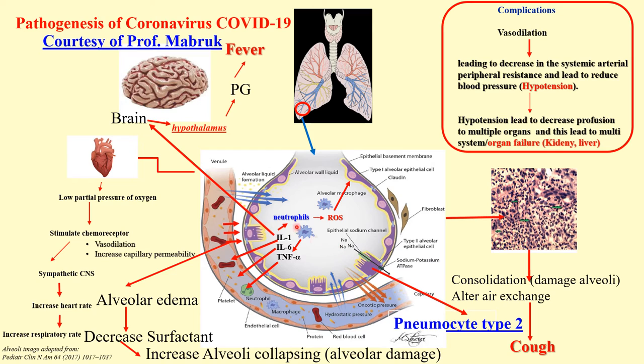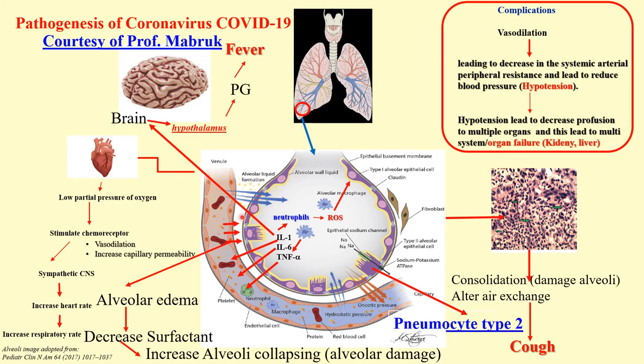Also, as I mentioned, the virus will multiply in the alveoli, and macrophages will come and produce inflammatory mediators like interleukin 1, interleukin 6, and tumor necrosis factors. These inflammatory mediators will lead to vasodilation in the blood vessels surrounding the alveoli. So this is the blood vessel, this is the alveoli. So this will result in fluid leaking from the blood vessel into the alveoli. And this will lead to alveolar edema.